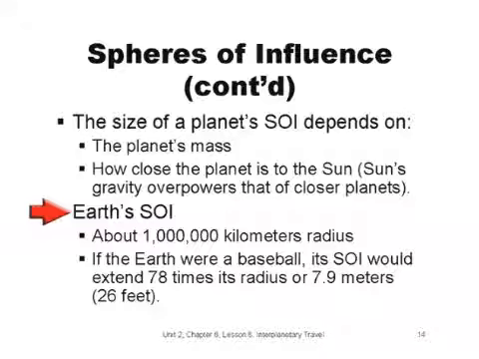The Earth's SOI is about 1 million kilometers, or 600,000 miles in radius. That's well beyond the moon's orbit, but only a small fraction of the distance from Earth to the sun. Let's think about this another way. If Earth were a baseball, its SOI would extend 78 times its radius, or 7.9 meters. Follow this example in the next slide.